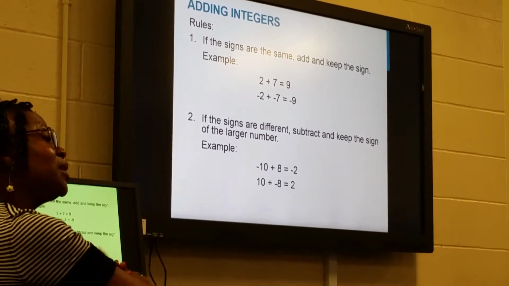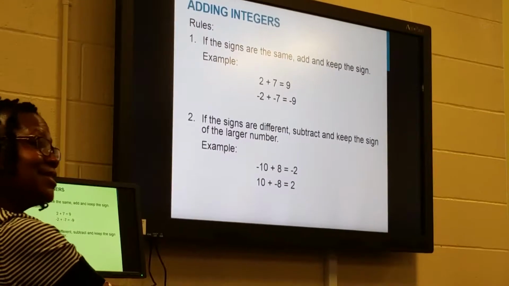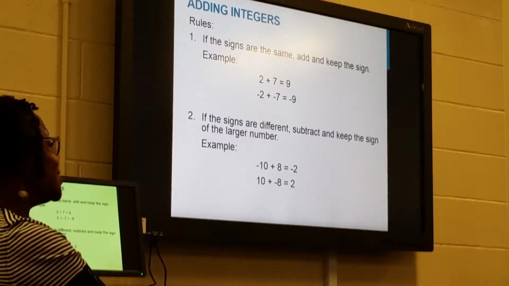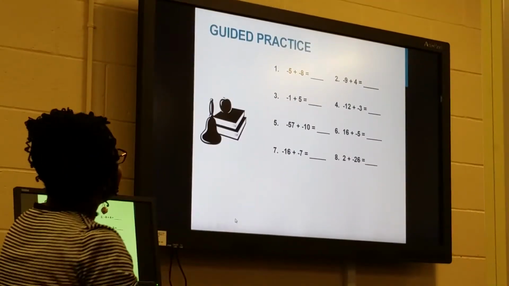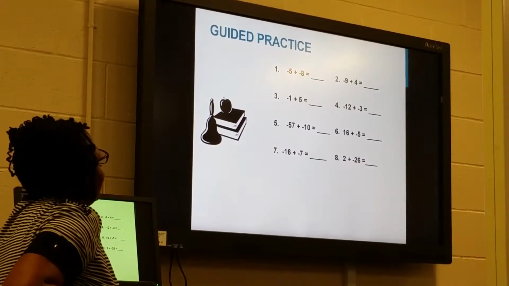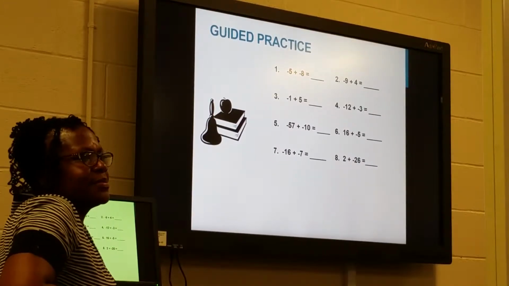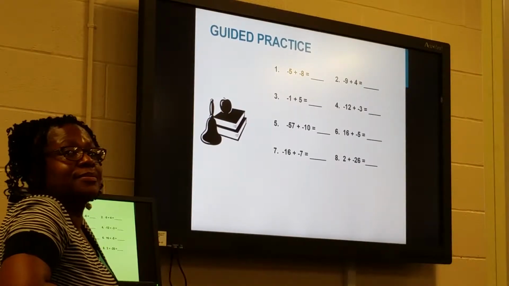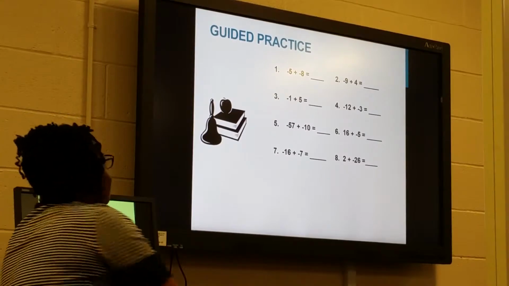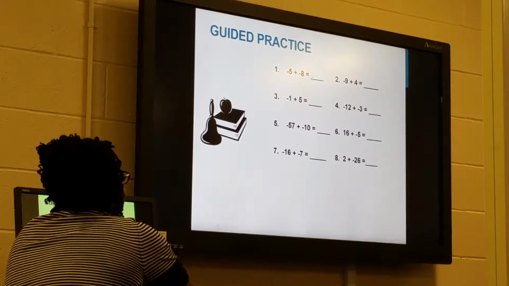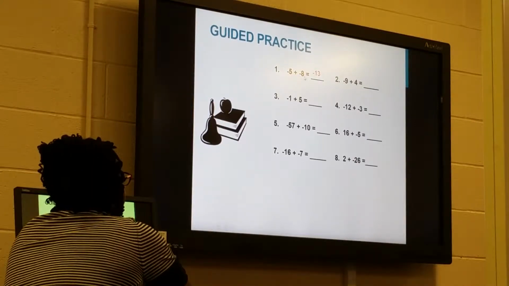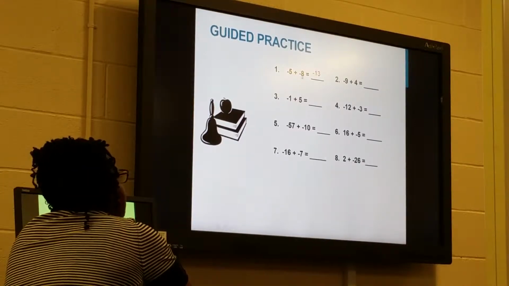Any questions before we go on? Because we're about to practice. Questions? Number 1. Number 1 has 2 negative numbers. We're still adding. Negative 13. Right. Because we're adding these because they're the same sign.